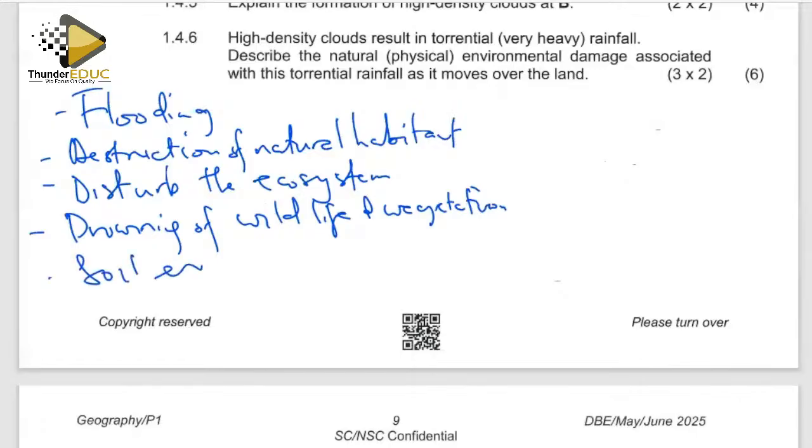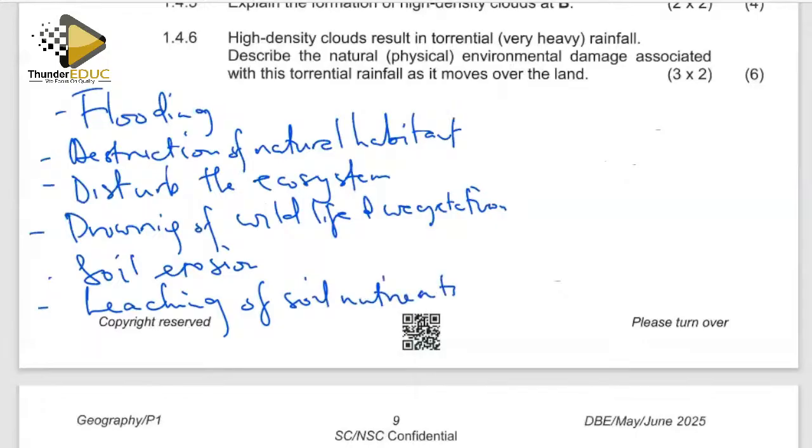Aspects like soil erosion, it is likely to cause soil erosion that is going to affect the soil on the natural environment. You can talk of aspects like it may cause leaching of soil nutrients. So if you check, those are some of the implications that are brought, or we can talk of destruction of soil structure. It can be destroyed or can be negatively impacted because of excessive rainfall.